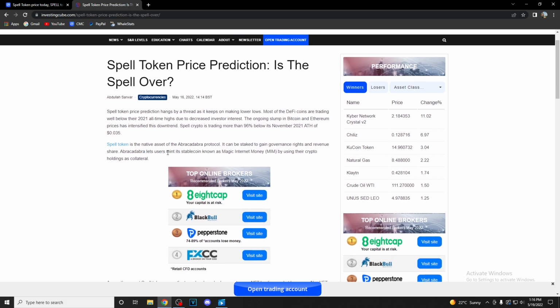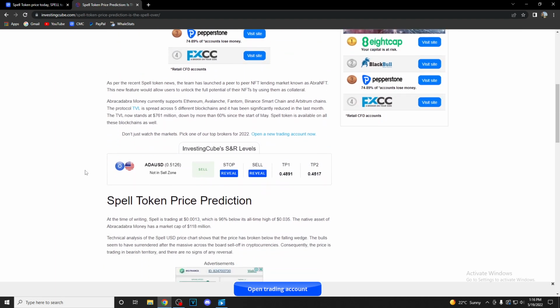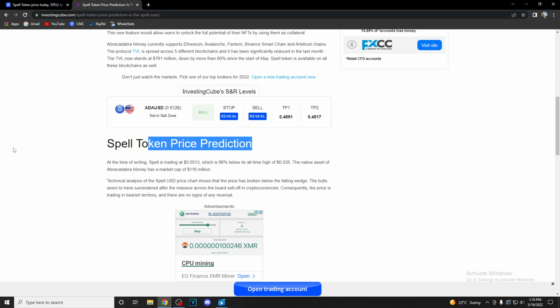Spell token is a native asset of Abracadabra protocol. It can be staked to gain governance rights and revenue share. Abracadabra lets users mint its stablecoin known as Magic Internet Money, or MIM, by using their crypto holdings as collateral. So guys, basically, Spell token price prediction.